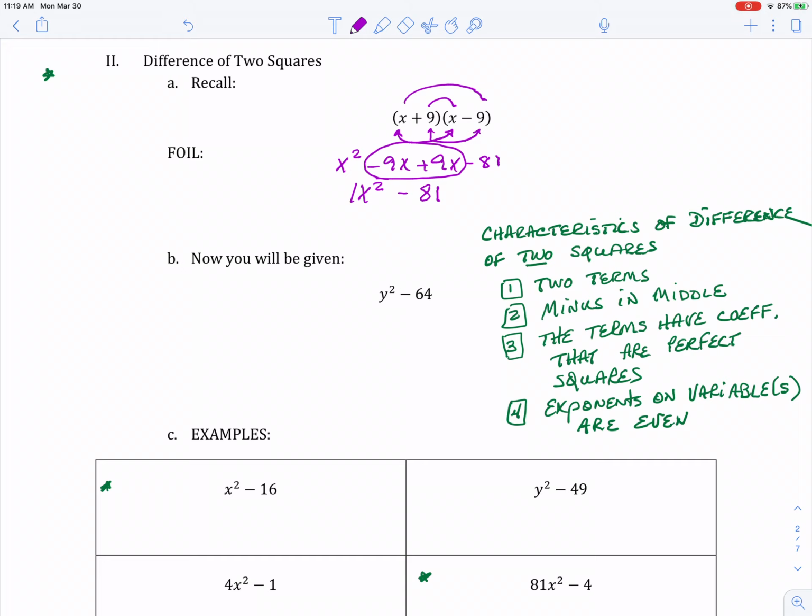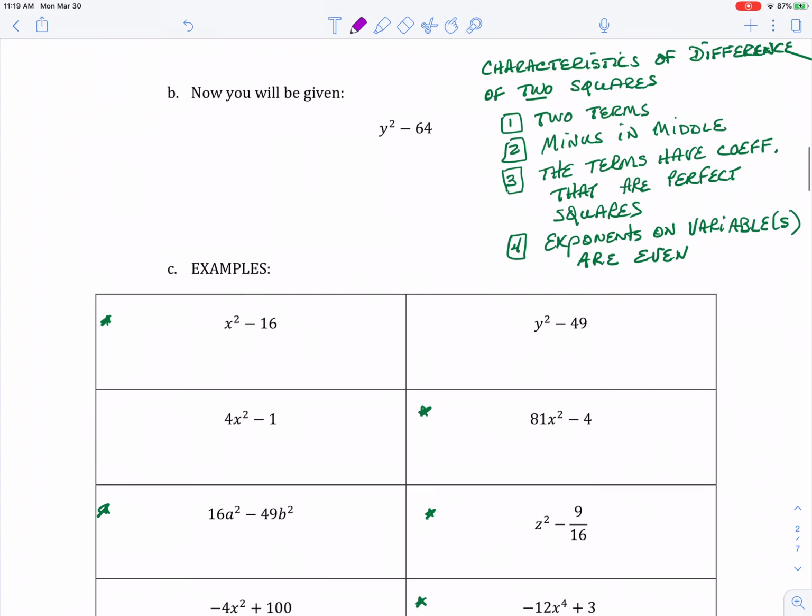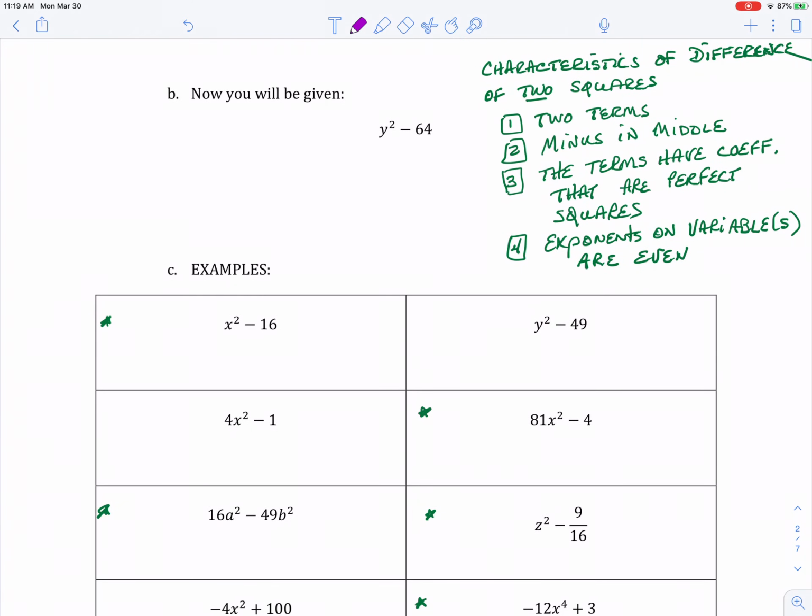So as with the others, we're going to start in this chapter, in this section, with the answer, with the difference of two squares, and we're going to see how to factor it. So I'm going to do just a few examples down here. You notice that the first one is x squared minus 16, so I'm checking characteristics. It has two terms. It has a minus in the middle. It has a perfect square 16 here, and a perfect square 1 there, and it has an even exponent. So these are pretty easy to factor.